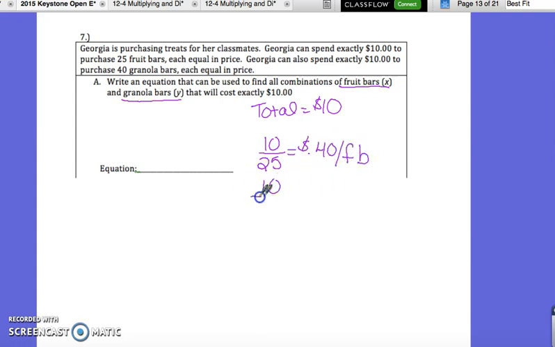If I spend $10 on 40 granola bars, that's 25 cents per granola bar. So my equation would be that I could spend 0.4 times X, so 40 cents times the number of fruit bars, plus 25 cents times the number of granola bars for my total of $10.